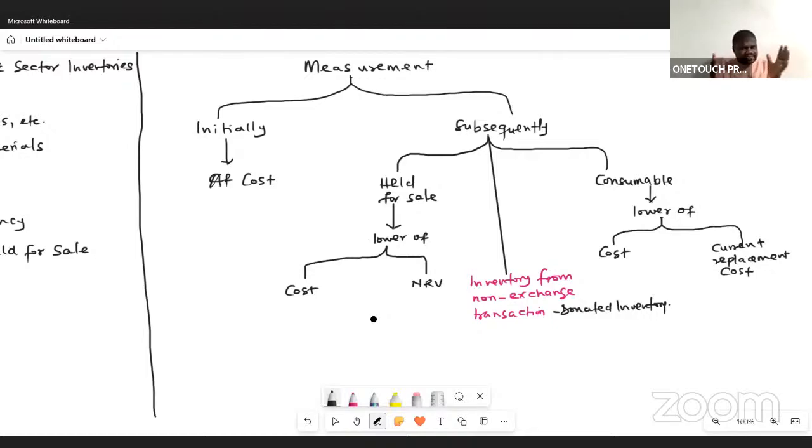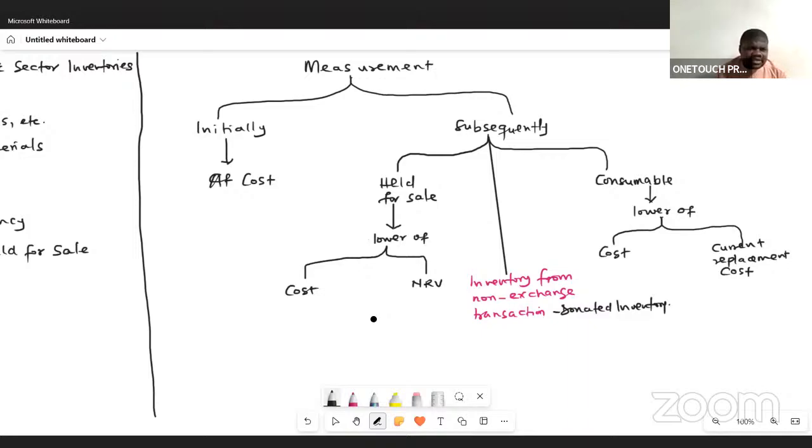I hope we are making some sense. You should be able to distinguish between an inventory held for sale and consumable. Sometimes in exam questions, they may not tell you that this is a consumable, this is held for sale. They will mention the name of the item. You have to be smart to say that, given this entity in question and the item, it should be held for sale or it should be what? Consumable.